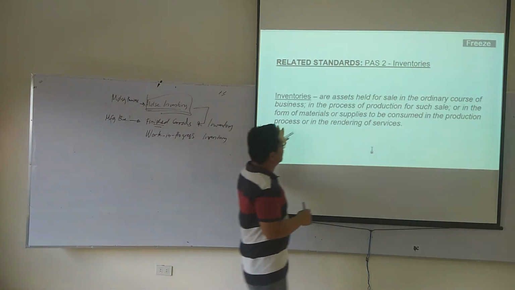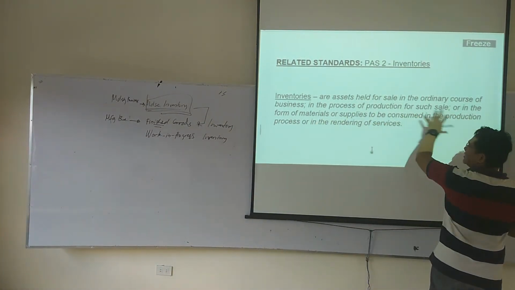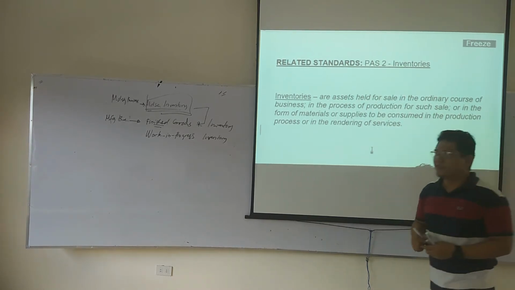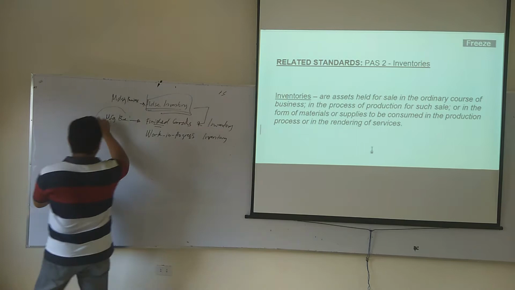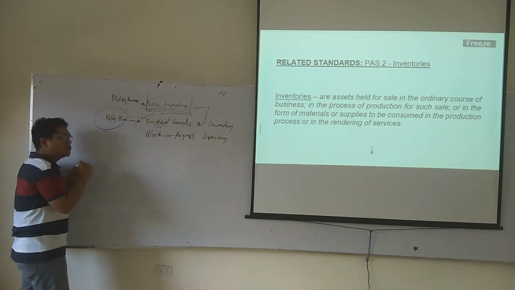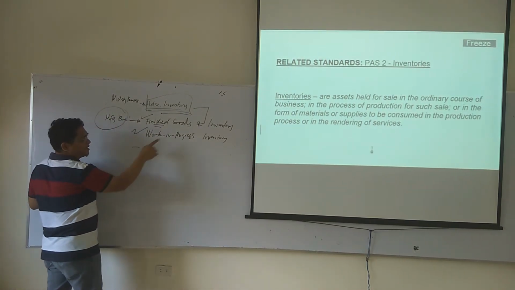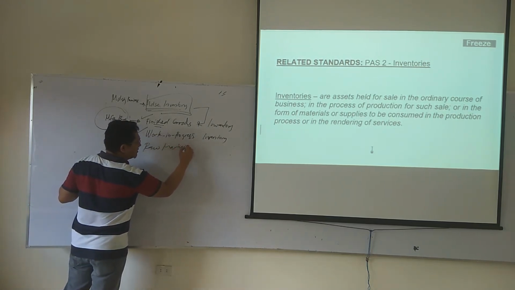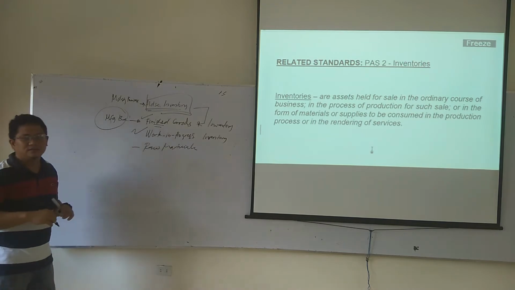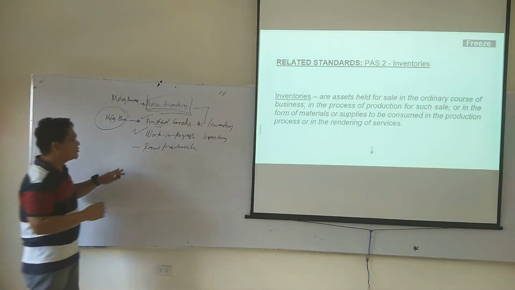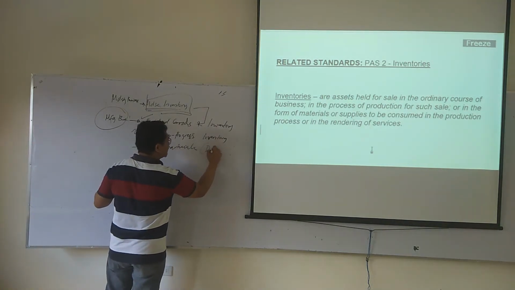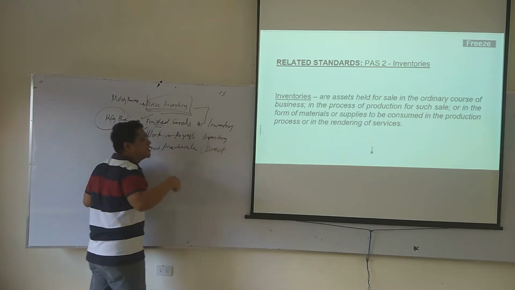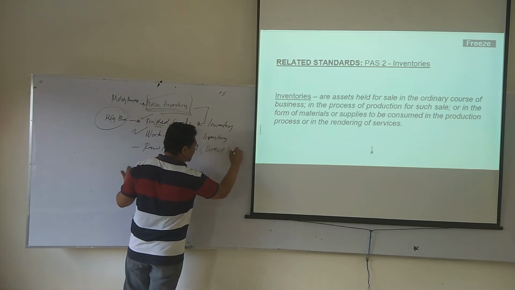Then you have here, or in the form of materials or supplies. That means, for a manufacturing business, aside from the finished goods and work in process, they also include raw materials. We also call this the direct materials.